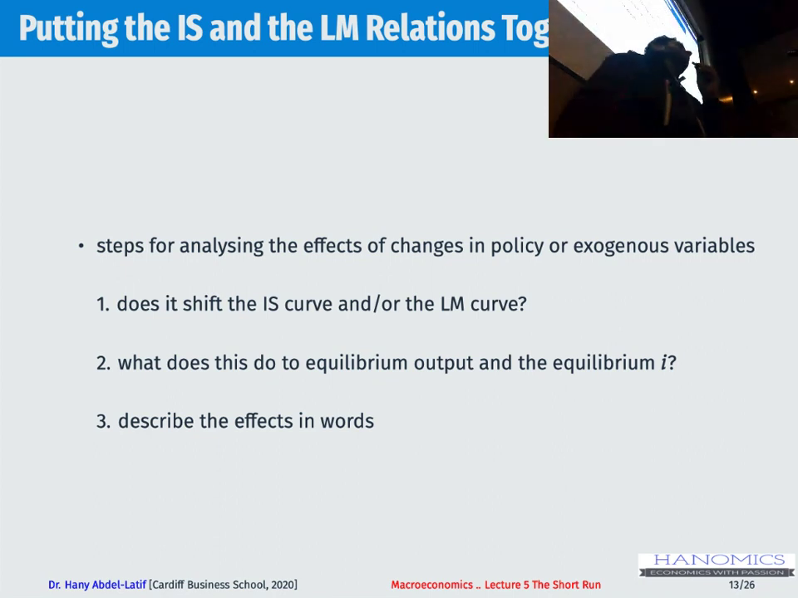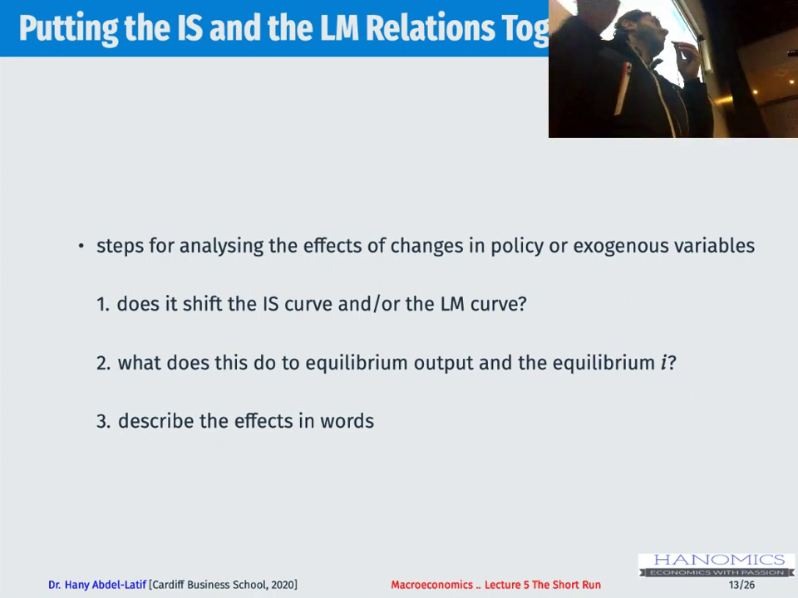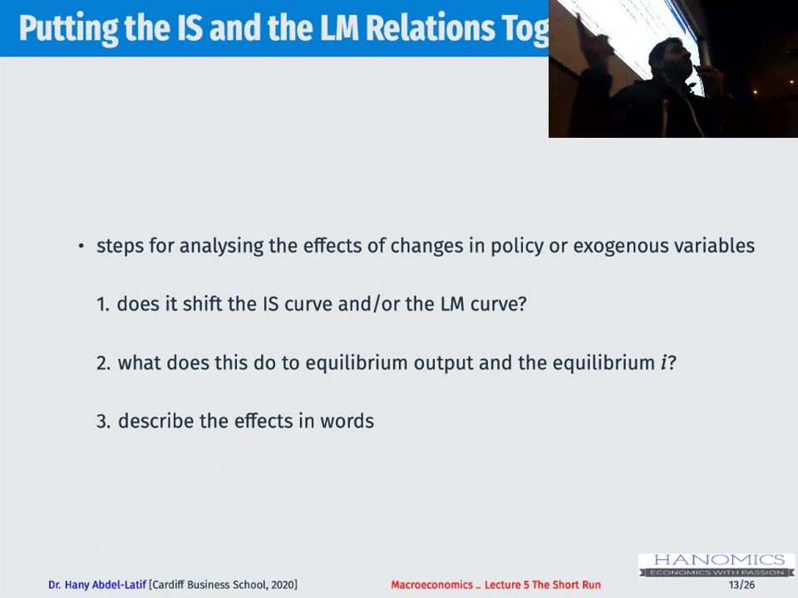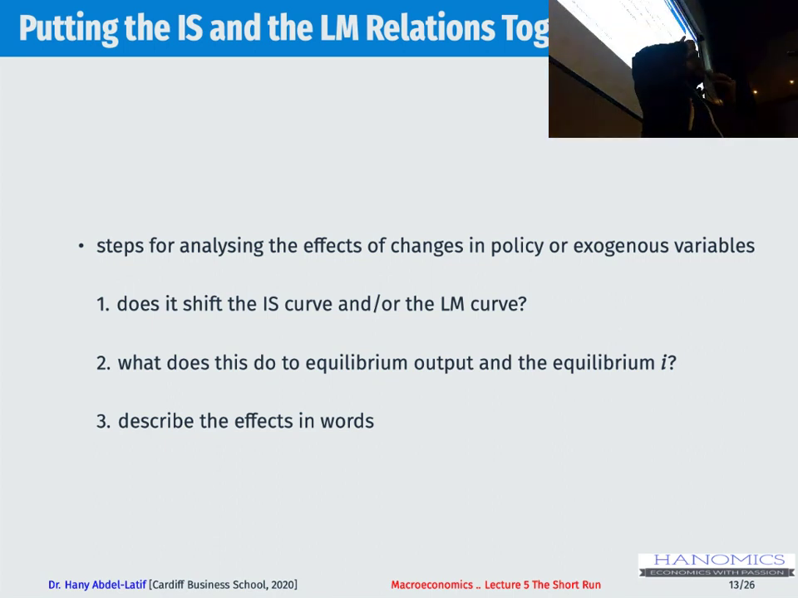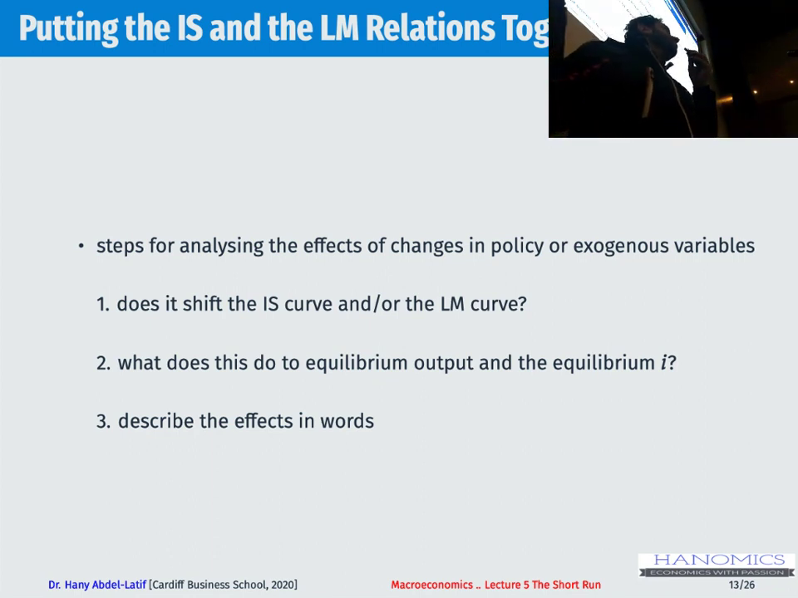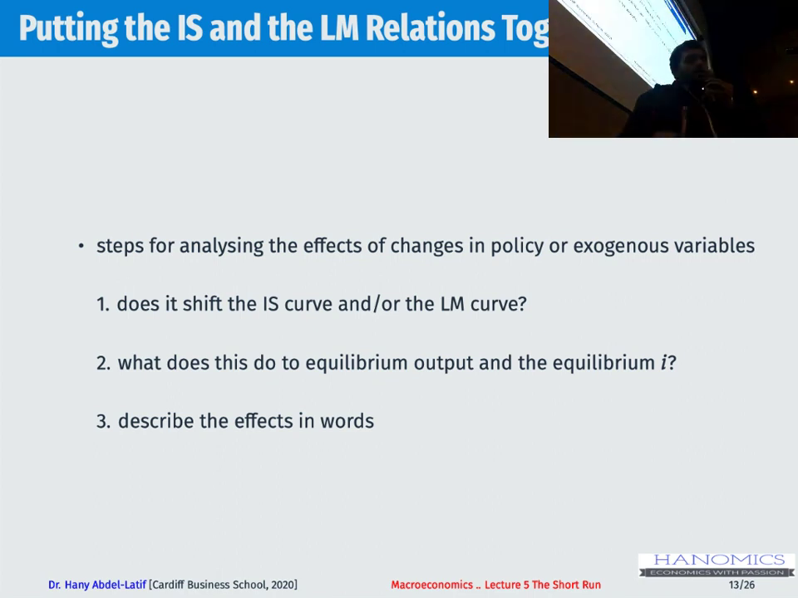So these are the steps in your mind. If there's a change in government spending, which part of the IS-LM model will be affected? We know that government spending is part of aggregate demand, and aggregate demand determines equilibrium in the goods market, so the effect should go through the IS curve. That's just a way of thinking about how you should analyze these policy changes.